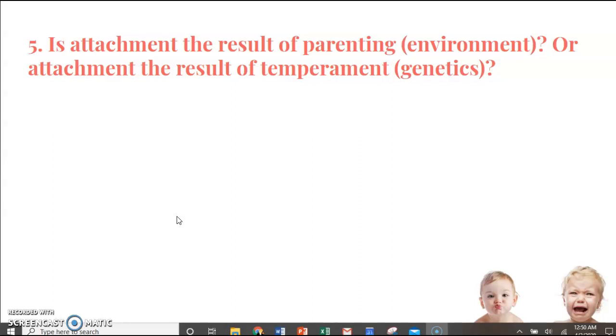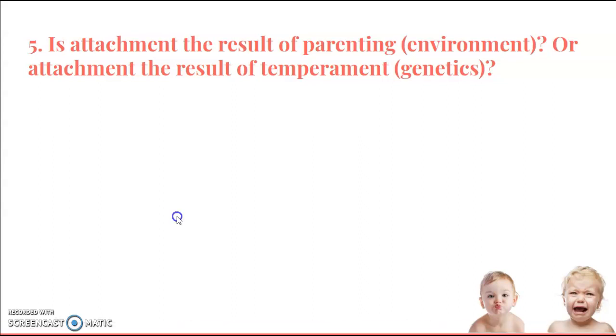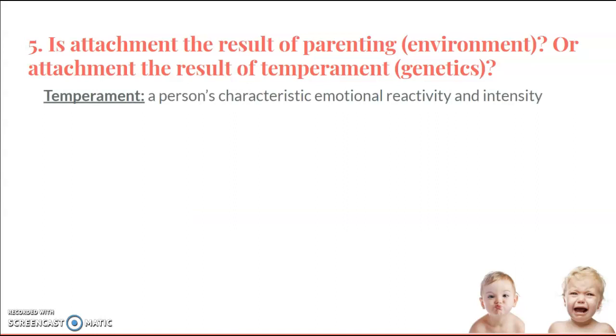Or is attachment the result of a baby's temperament? And temperament is talking about genetics. So temperament is a person's characteristic emotional reactivity and intensity. When you see the word temperament, think of temper. What's someone's emotional reactivity, how intense are they in their personality? And temperament is linked to your genetics. So that's the theory: is it relating to your environment or to your genetics?